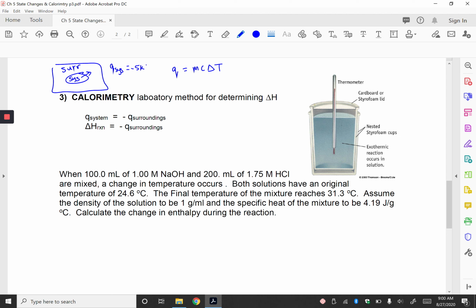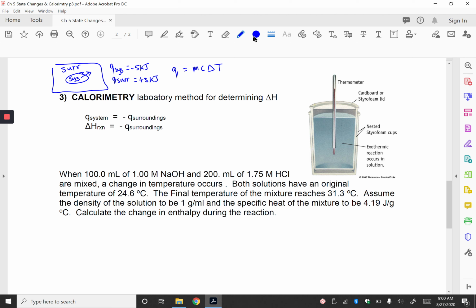So if Q of my system, let's say, is negative 5 kilojoules, negative, remember, means it's exothermic, it's releasing energy, then Q of my surroundings is going to be positive 5 kilojoules, right? So my system releases 5 kilojoules, my surroundings absorb that 5 kilojoules. The negative means it's releasing, positive means it's absorbing.